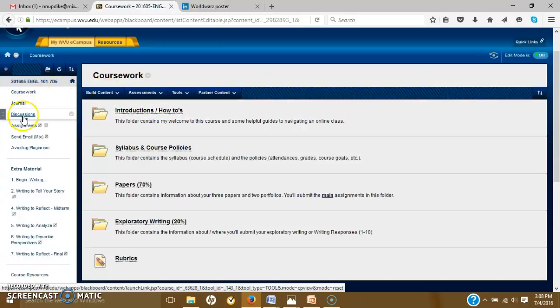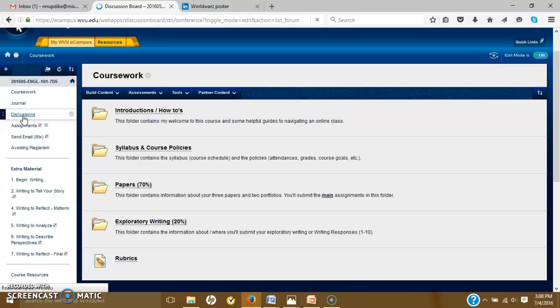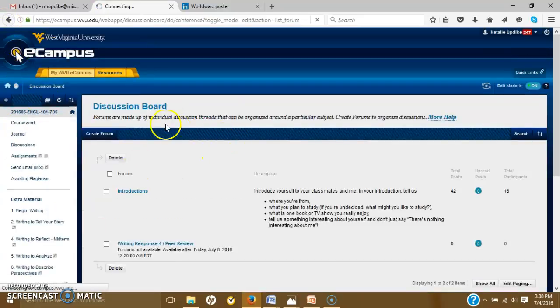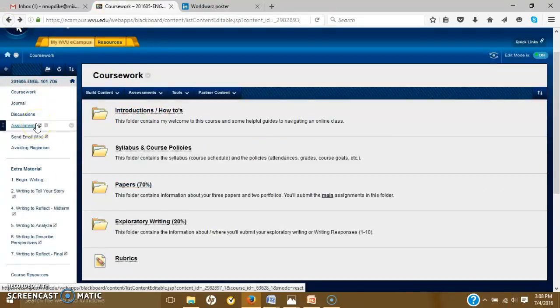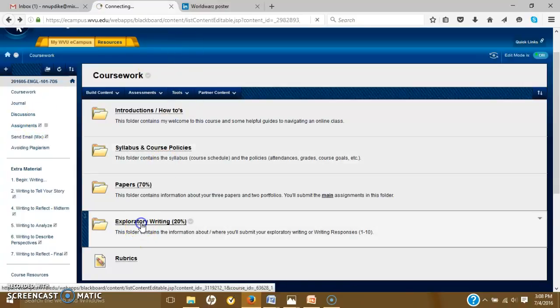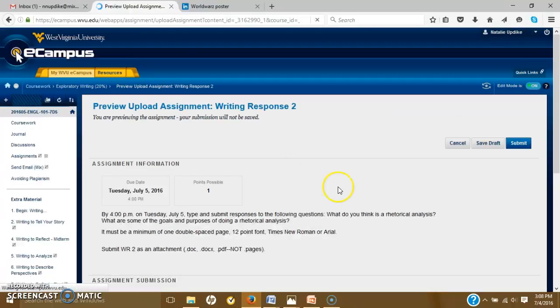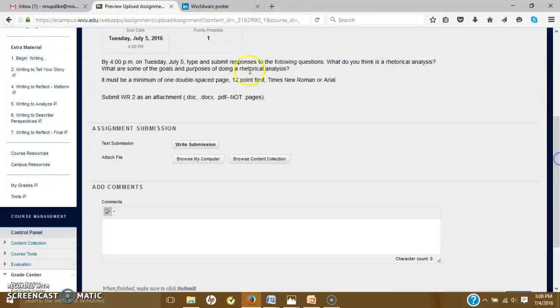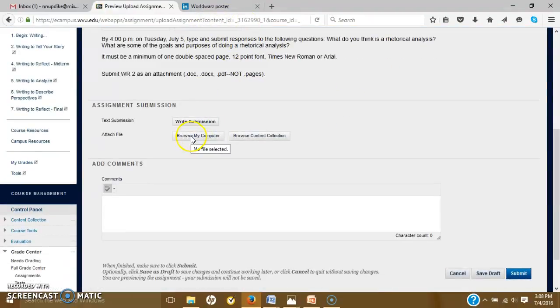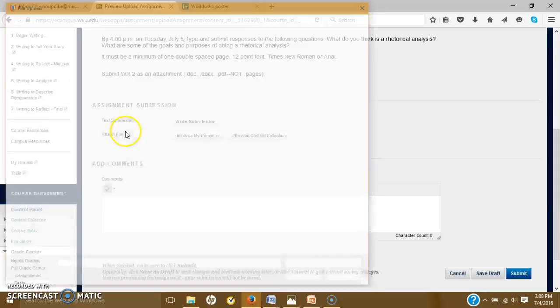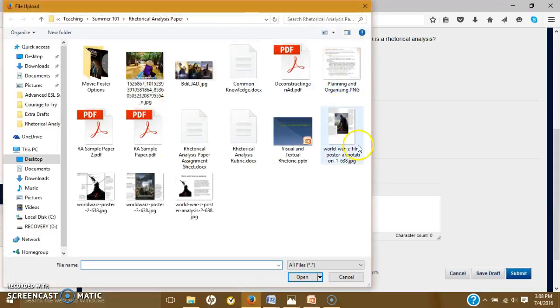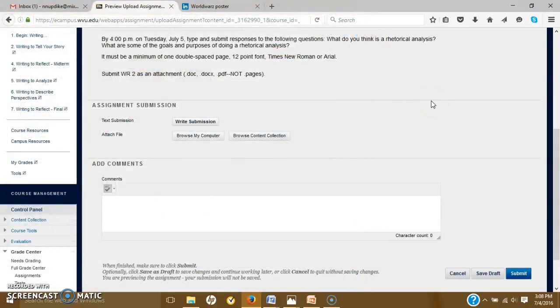I'll show you where to submit it in case you're still trying to figure out eCampus. So go to coursework and then exploratory writing, and writing response 2. So again, you'll just click on it, and then I have the due date there. 1 point means I've received it, not 100%. Browse my computer, and then just submit whatever file that you choose. Okay? So again, it's the one with the ad and the ad explanation.